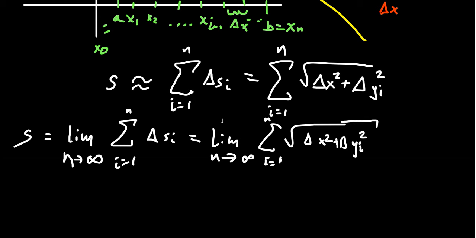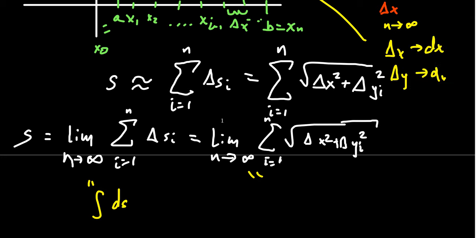Now, taking the limit of these deltas, the sums can be written as integrals. For the first one, the limit as n goes to infinity of the sum of delta s_i would be the same thing as the integral of ds. It has some specified bounds, but I'm not going to worry about what those are right here. Likewise, as n goes to infinity, delta x approaches dx, delta y approaches dy, and delta s approaches ds.